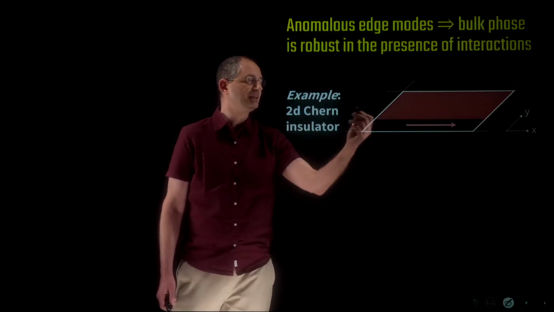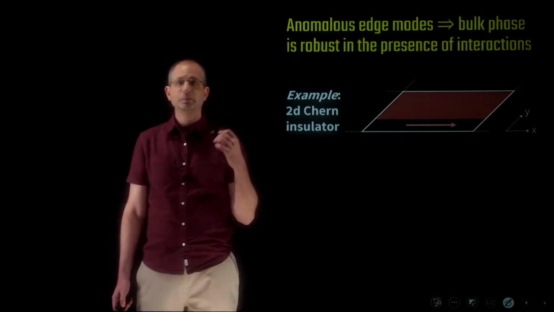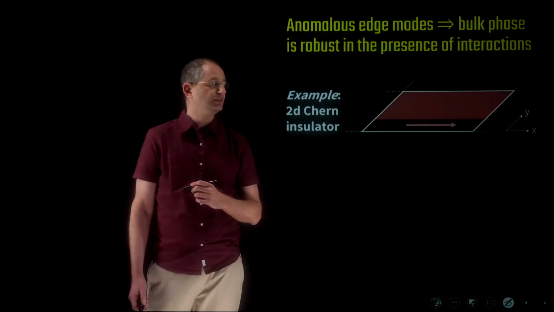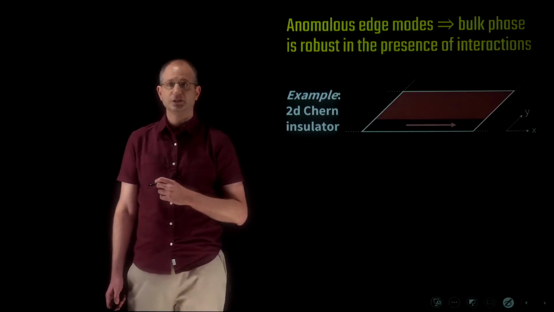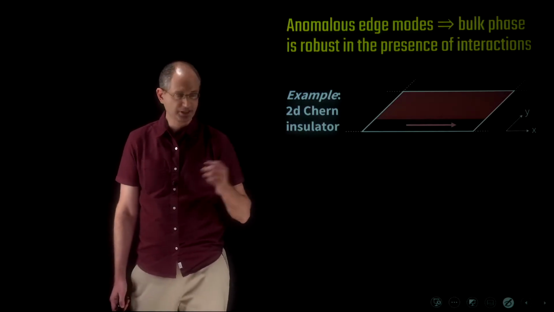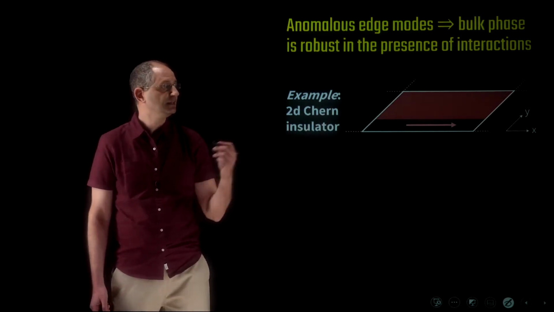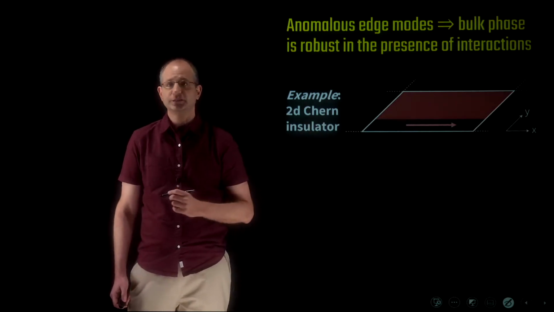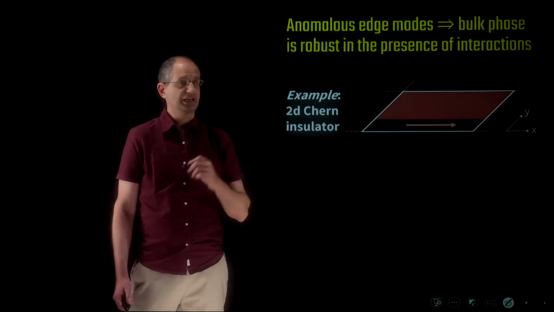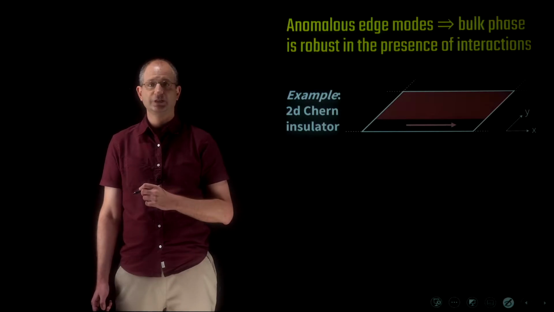So the anomaly of the edge state implies that the bulk is actually protected even in the presence of electron-electron interactions. Okay, and there are many examples like that, where the anomaly of the edge state guarantees that the bulk is actually protected in the presence of electron-electron interactions.